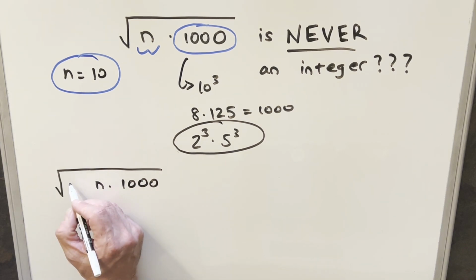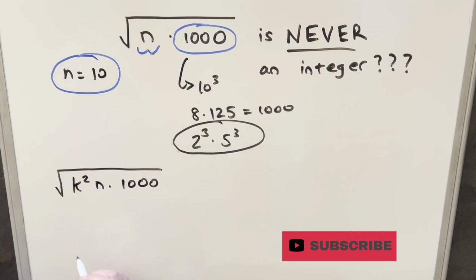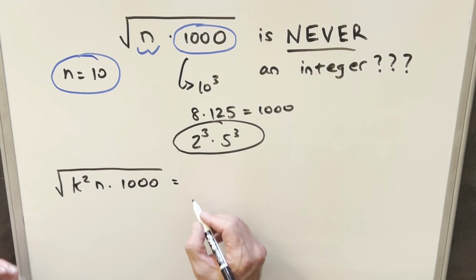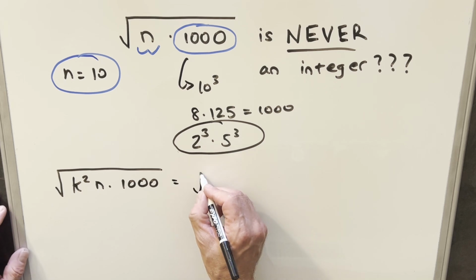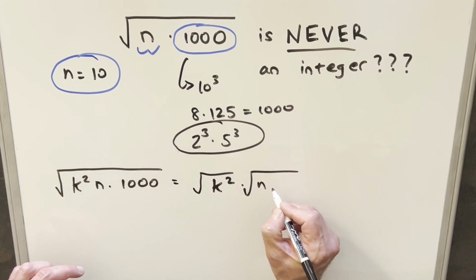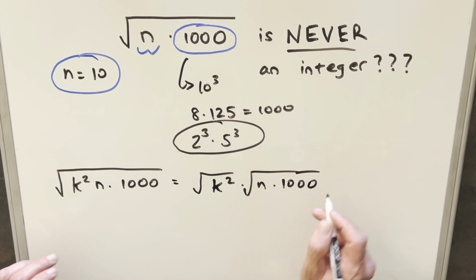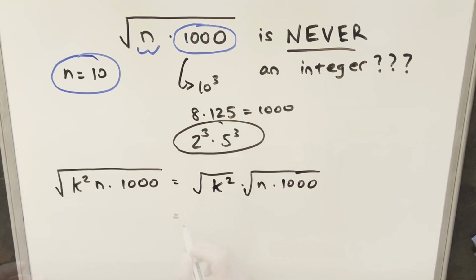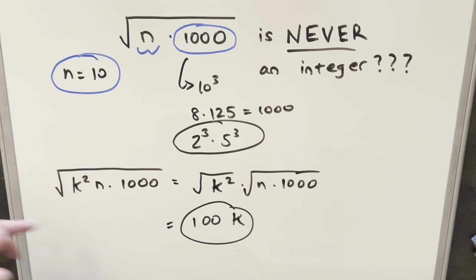But then if we multiply in some other value, we'll call this k squared. Now let's say k is a positive integer. This also is going to always be a perfect square just because we can split this up. I can write this as k squared times this thing, n times 1,000, which we already determined is a perfect square. If we just multiply it out, we determine that this is actually going to be 100 times k. And so it turns out we can get an infinite number of perfect squares out of this when k is any positive integer. You can include 1.